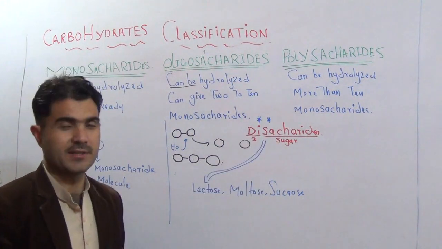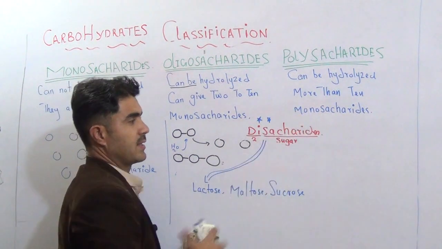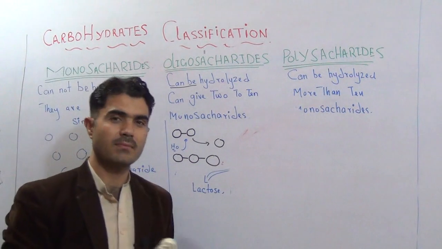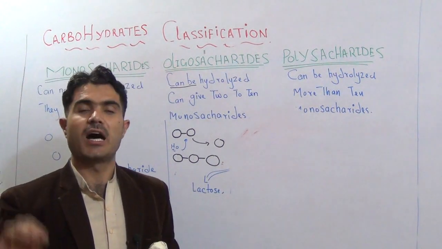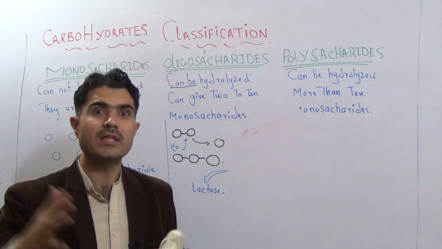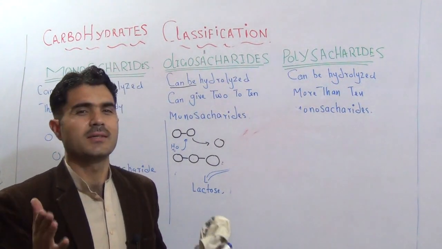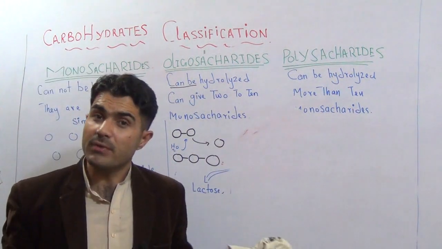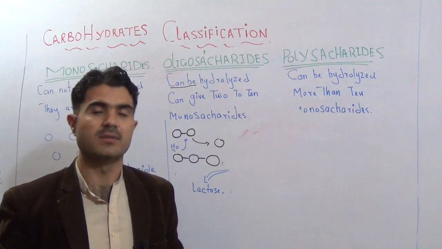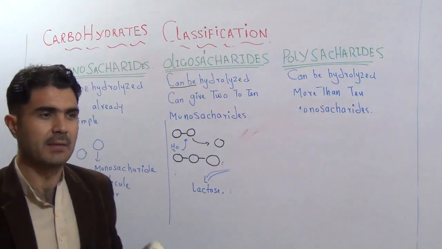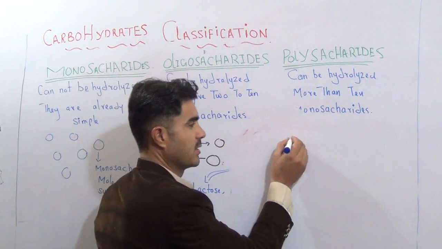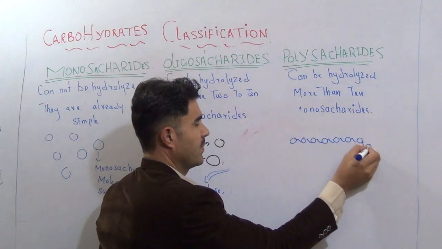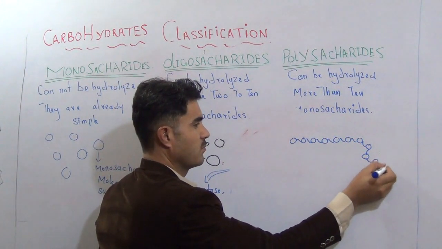And now come to the polysaccharides. You will understand the idea of polysaccharides now very easily. What is polysaccharide? If a carbohydrate after hydrolysis gives us more than 10 monosaccharides, it will be called a polysaccharide. So it can be 50, it can be 100, it can be 200 and 300. So usually a diagram will be like this.